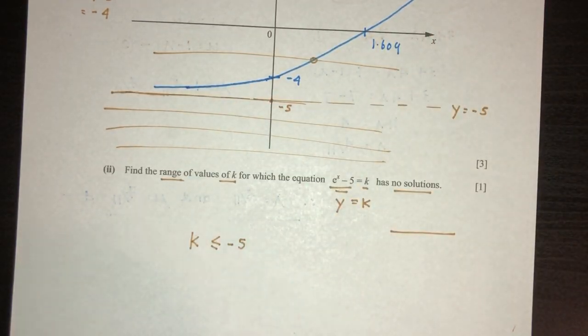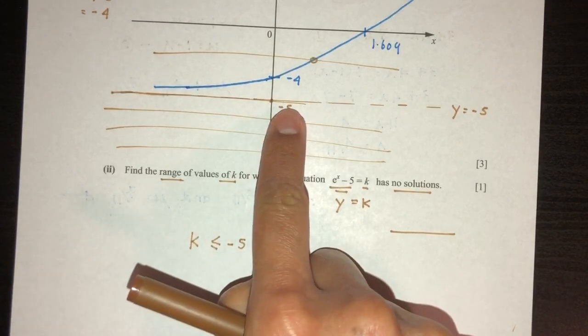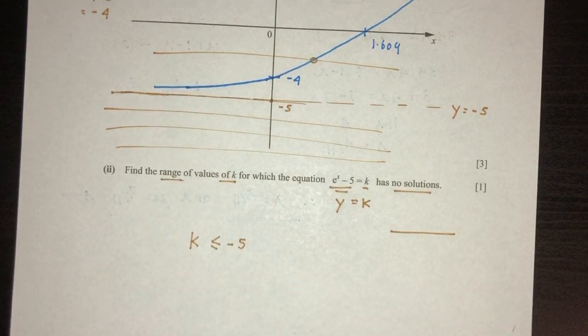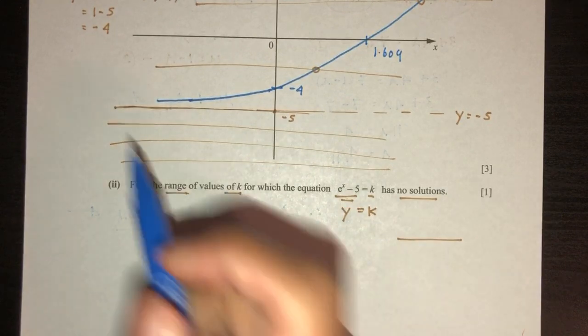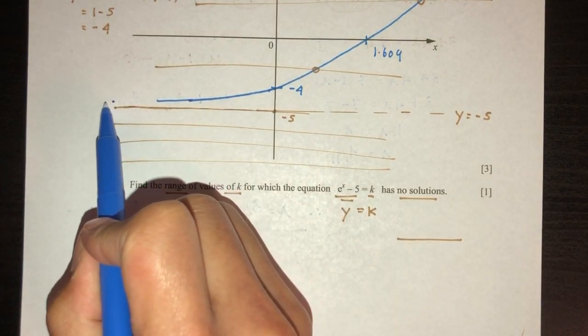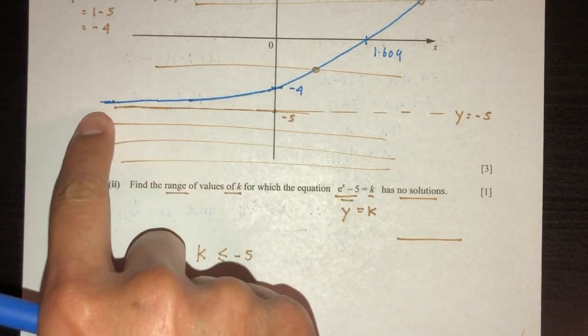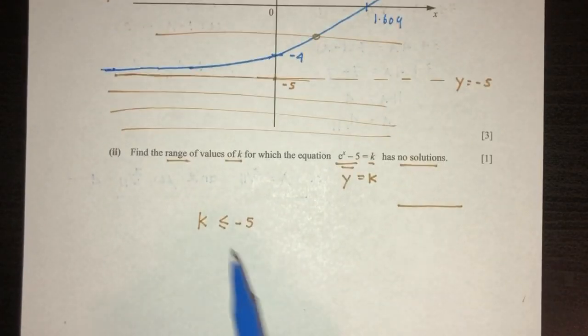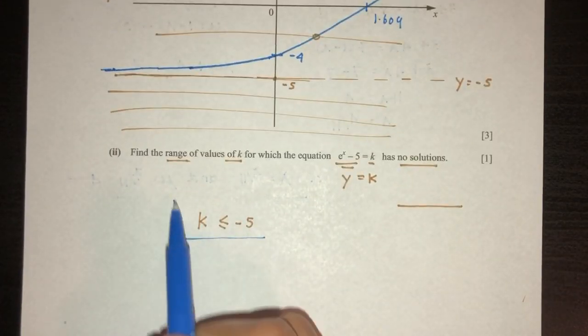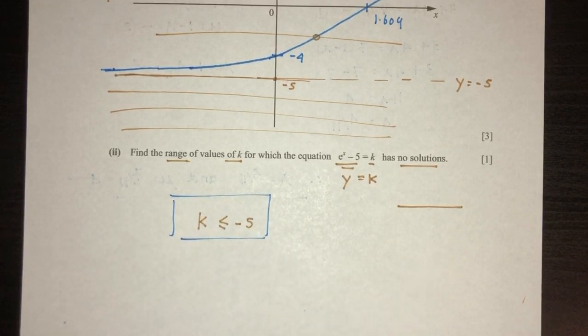And why is it equal to minus 5? Because this line is your asymptote. This curve would only approach this line. It would never meet the line. That's why k can also be equal to that line for the values of k. And that is your answer for part B.